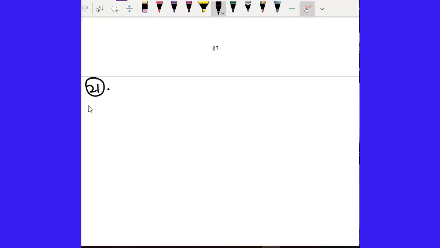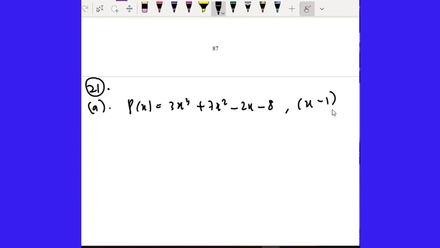21A. Show that, given that P(x) is equal to 3x cubed plus 7x squared minus 2x minus 8. Show this one is a factor. Okay, factor. First thing, find this, right? This is automatically P of 1. Show that it is equal to 0. Substitute 1. Show the step.